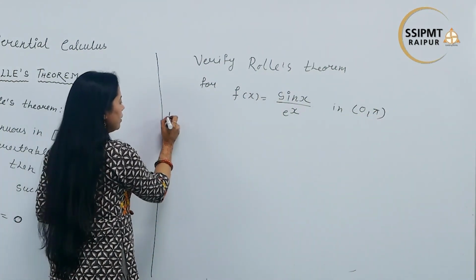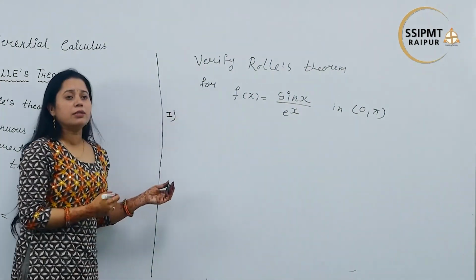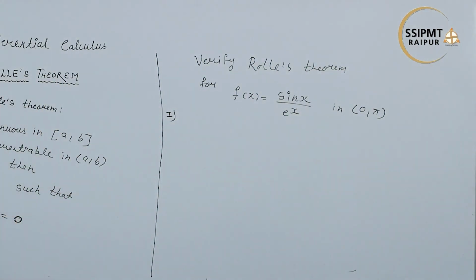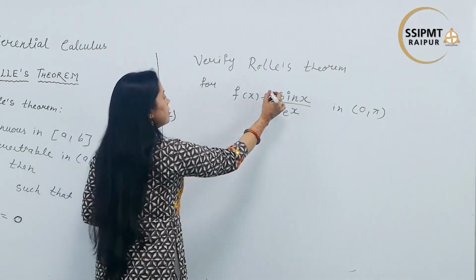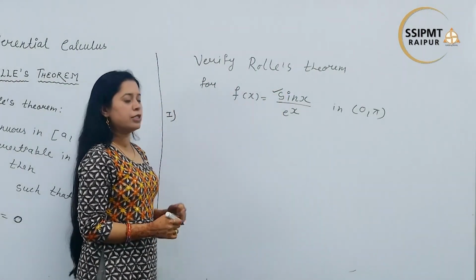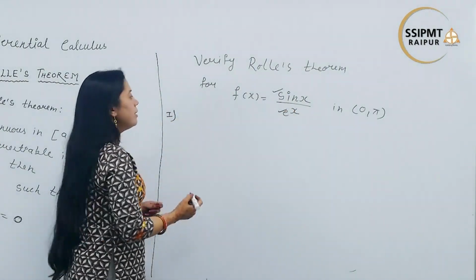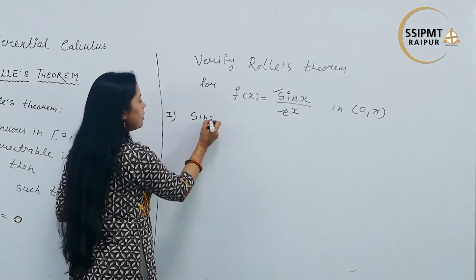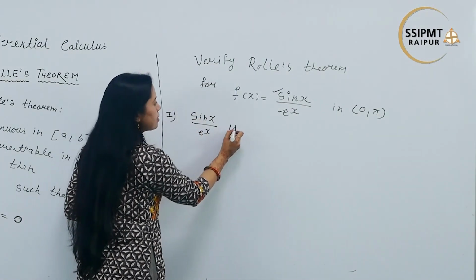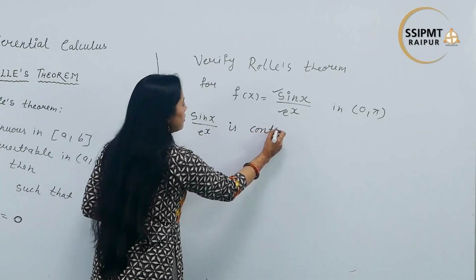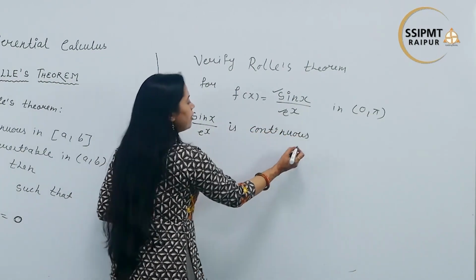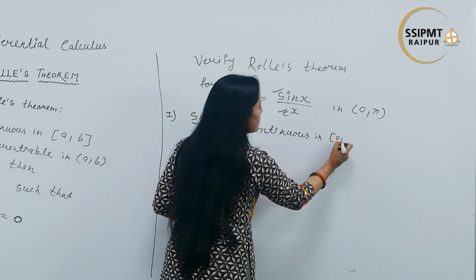So first we show that these three conditions are satisfied. Then we find a c which will be between a and b, and f'(c) will be 0. So since sin x is a continuous function in the interval 0 to pi, and e to the power x is also continuous in the interval 0 to pi, therefore sin x upon e to the power x is continuous in the closed interval 0 to pi.